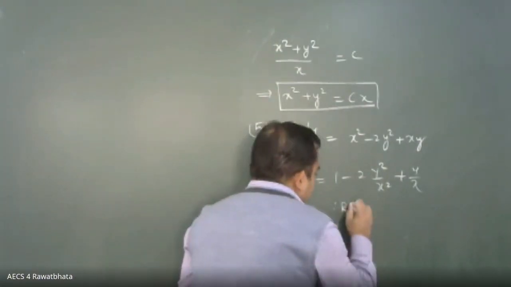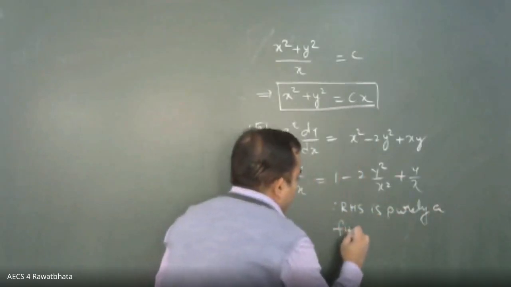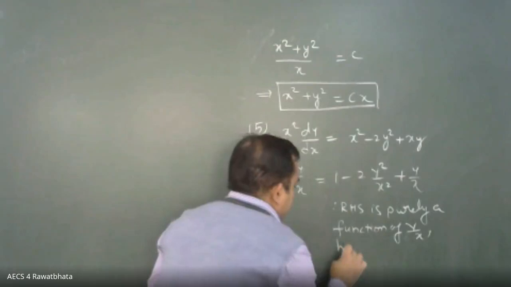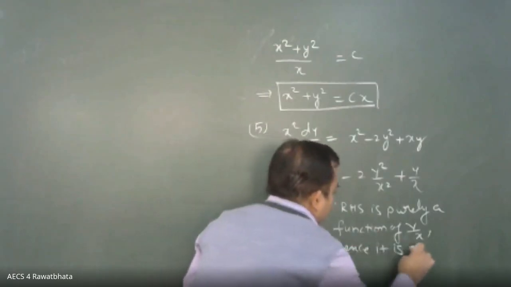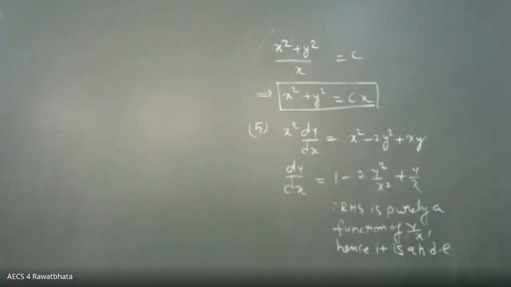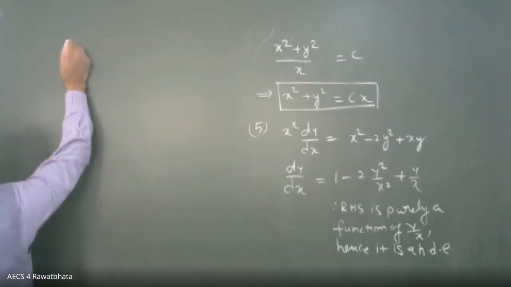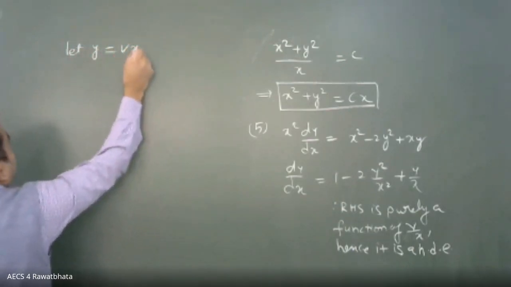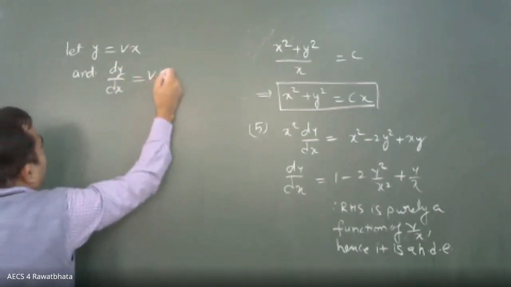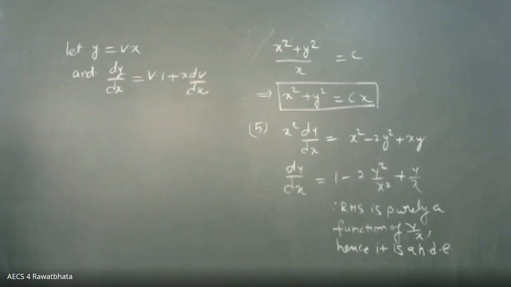ठीक है, बिल्कुल एक लाइन में declare करूंगा. Because since RHS is purely a function of y upon x, hence it is a homogeneous differential equation. HDE it is. Right. तो एक लाइन में मैंने prove कर दिया कि this is HDE. Now to solve it, the same method. Let y equal to vx and dy upon dx equal to v into 1 plus x dv upon dx. Okay. So let us make the substitution.